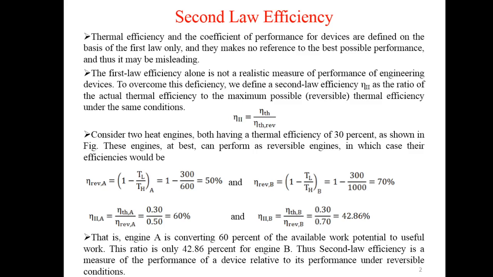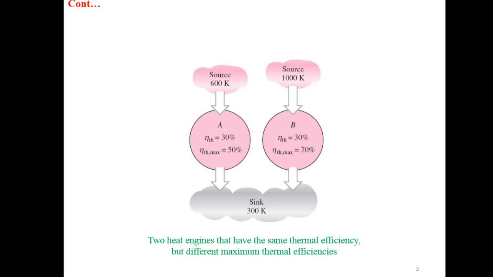To overcome this deficiency, we define a second law efficiency as the ratio of the actual thermal efficiency to the maximum possible, that is reversible thermal efficiency under the same conditions. Consider two heat engines, both having a thermal efficiency of 30% as shown in the figure. You can see in the figure we have two engines, engine A and engine B.